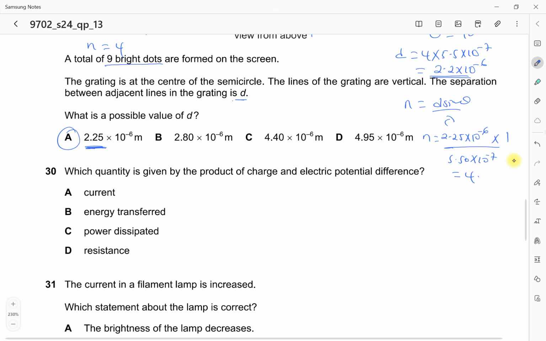Which quantity is given by the product of charge and electric potential difference? So Q times V. Remember, potential difference is given as energy per unit charge. Energy transformed from electrical to thermal per unit charge, that is potential difference. So when I make E the subject, that is energy. So the answer is energy transferred, which is B.